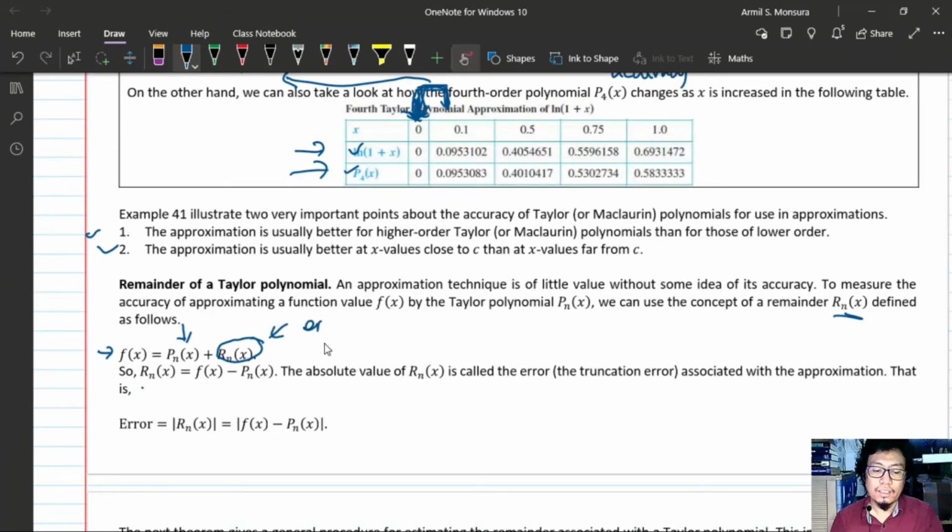We call this the remainder, and basically that's also the error of your approximation. So your remainder is the difference between the function value and the approximating polynomial. The absolute value of the remainder is called the error, or basically the truncation error, as discussed in your activity 4. So the error is the absolute value of the difference between f and p.